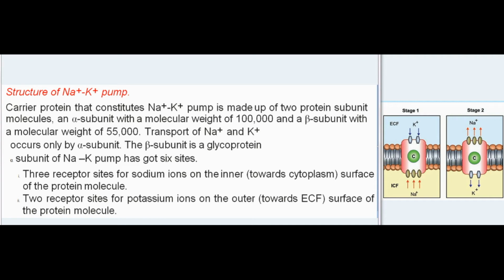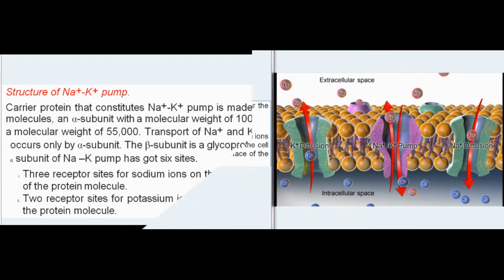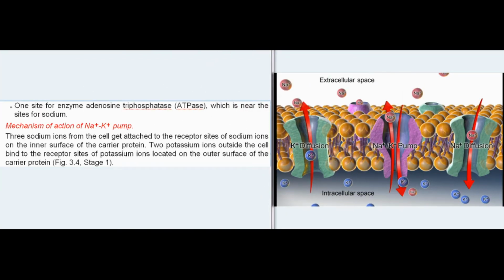Transport of Na+ and K+ occurs only by the alpha subunit. The beta subunit is a glycoprotein. The alpha subunit of the Na+-K+ pump has 6 sites: 3 receptor sites for sodium ions on the inner surface of the protein molecule, towards the cytoplasm; 2 receptor sites for potassium ions on the outer surface, towards the ECF; and 1 site for the enzyme adenosine triphosphatase, ATPase, which is near the sites for sodium.